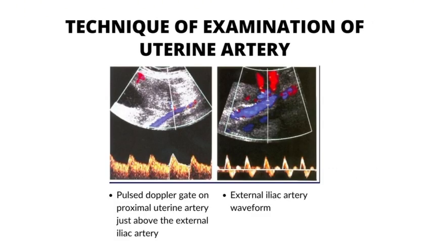This is now the external iliac artery, and its flow pattern is like this. And this is just above the external iliac artery. The pulse Doppler gate on the proximal uterine artery is just above the external iliac artery, and its waveform is like this. It's different from the external iliac artery waveform.